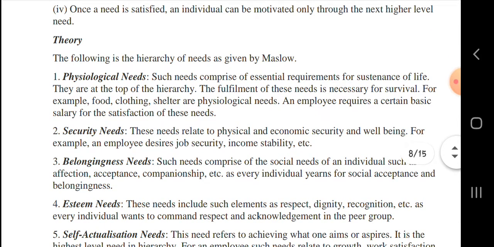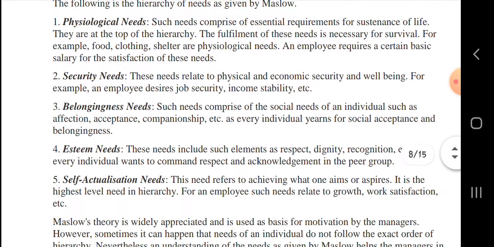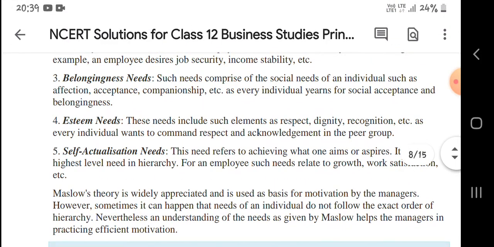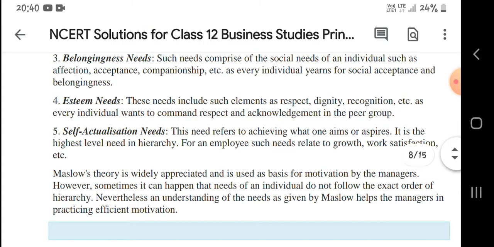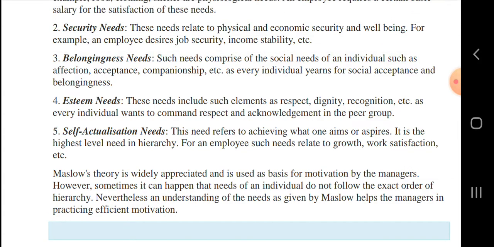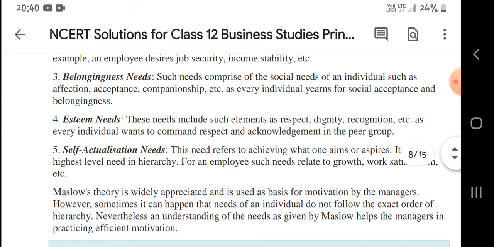Next, the theory. Physiological needs: such needs comprise the essential requirements for the sustenance of individuals. Security needs: the needs of security, economic security. And belonging needs: such needs comprise the social needs of individuals such as affection, companionship, and other things. And esteem needs: these needs include such elements as respect, dignity, and others. And self-actualization needs: these needs refer to the achievement of what one aims or aspires to.